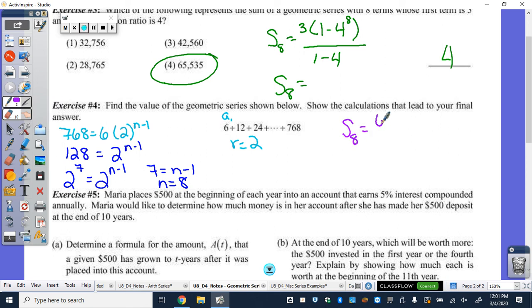So now we can find our sum. Six times 1 minus 2 to the 8th, all over 1 minus 2. And what do we get? 1,530.